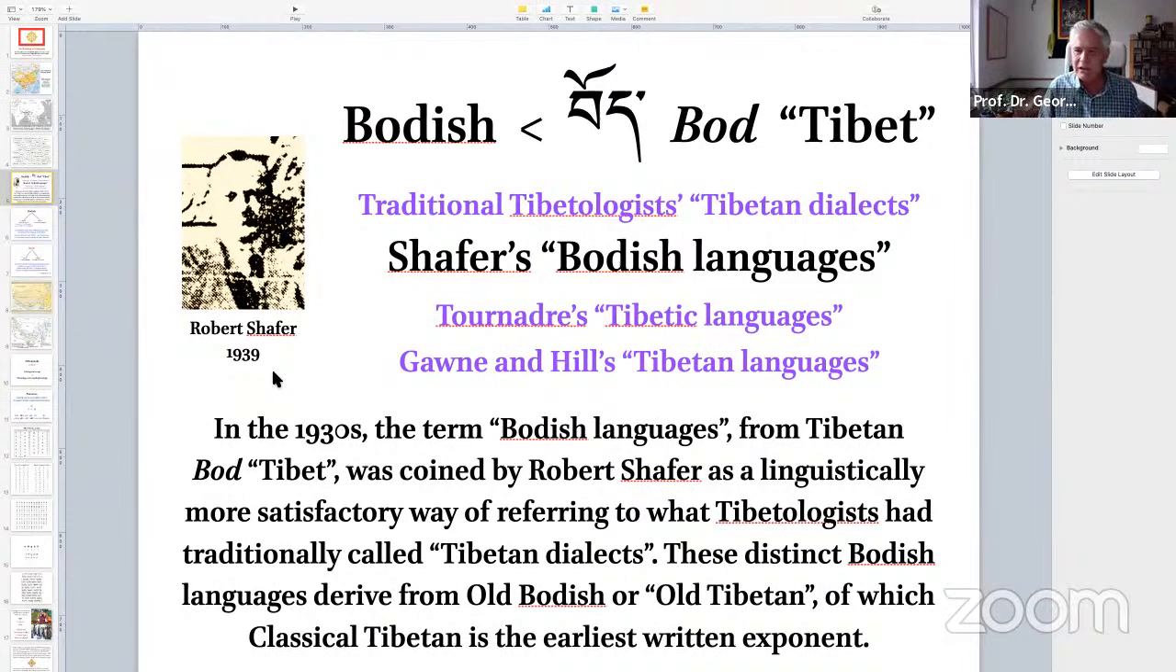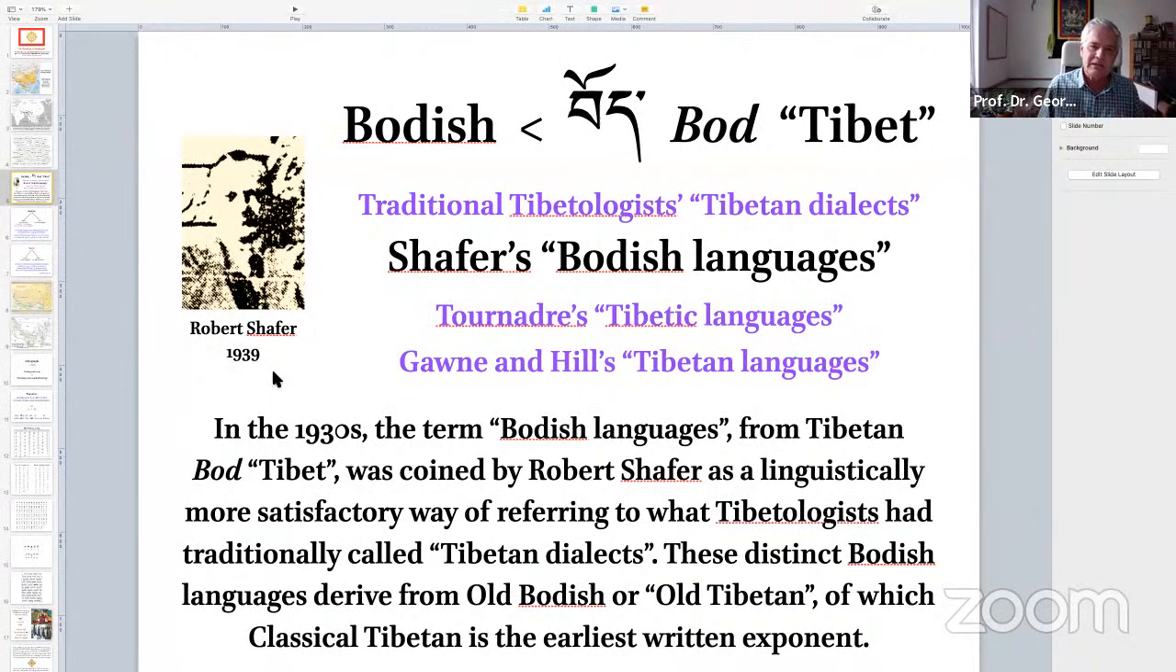We could also, and in fact, Indo-European scholars do call Swedish and English and German and Dutch Germanic dialects at their conferences, but most people think of them as separate languages in terms of mutual intelligibility and literature, etc. So the Tibetan dialects are actually very distinct languages, and Bodish dialects is a relatively neutral term. Nicolas Tournadre proposed the term Tibetic languages, which works well in English and French, but it doesn't work well in Dutch or German or even Russian, for example.